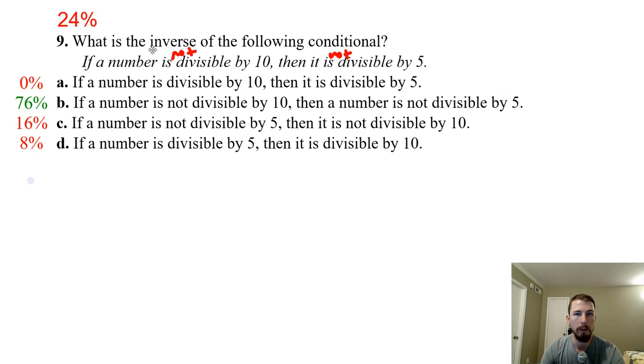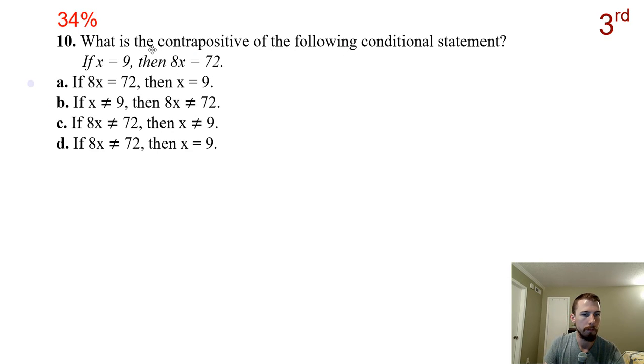The easiest way to remember is that the converse is like shoes on the wrong feet, so we just switch the order. The inverse is going to be negating it, and the contrapositive, which is the longest one, we do both the inverse and the converse to it. So we switch the order and we negate it, which would be this one right here.